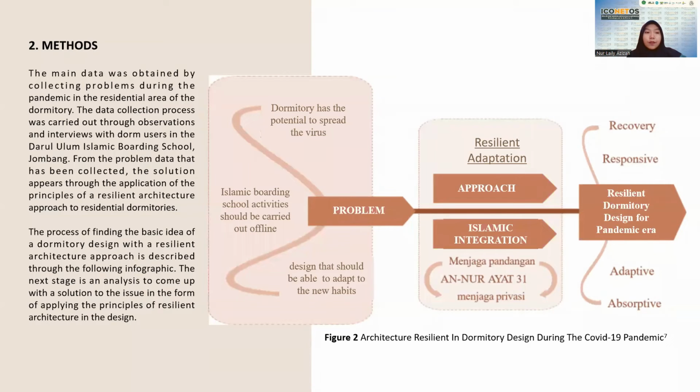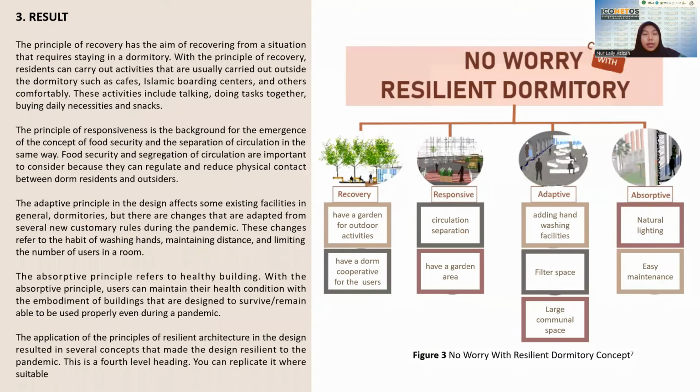The process of finding the basic idea of dormitory design with a resilient architecture approach is described through the following infographic, starting with the 3 main problems and then using the resilient adaptation approach, resulting in an idea that is a resilient dormitory design for the pandemic era. The result has a tagline: no worry with resilient dormitory.